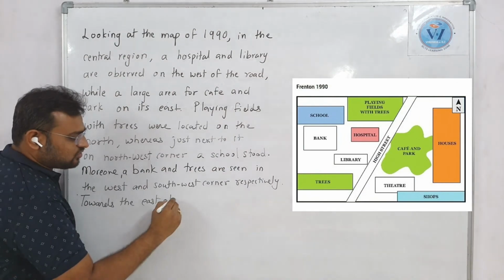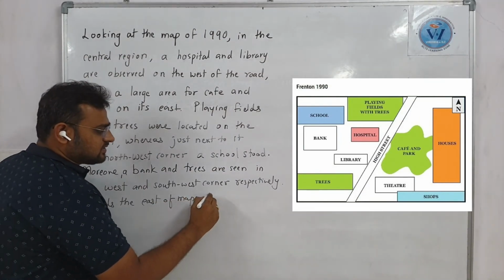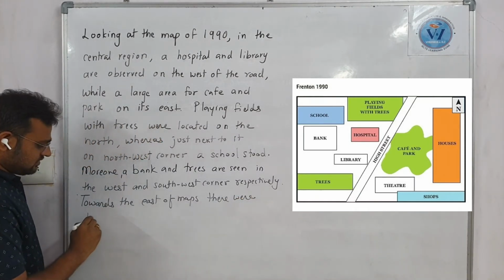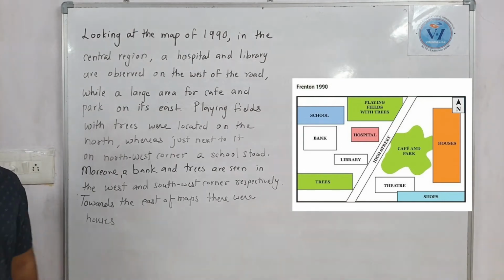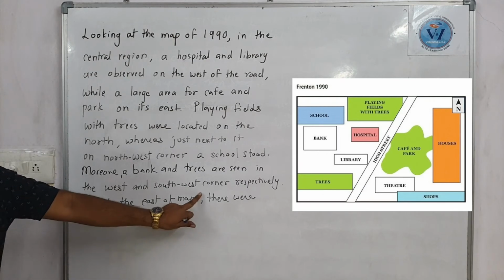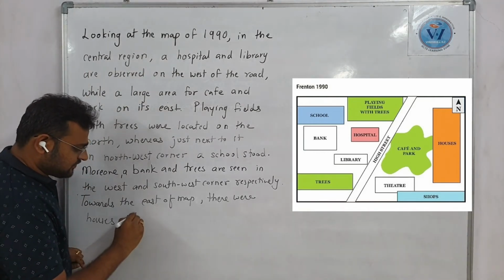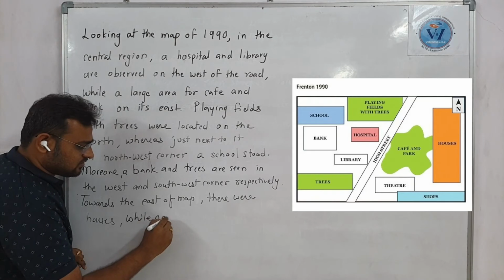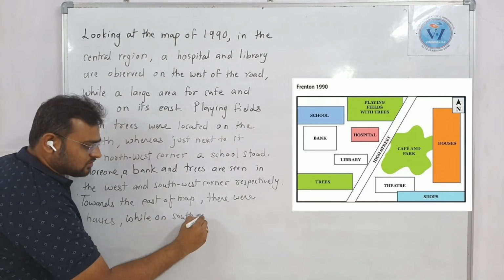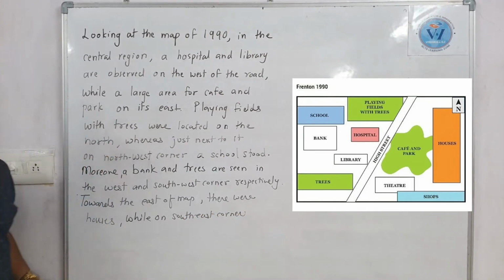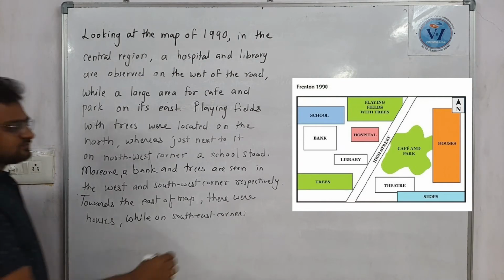Towards the east of the map, there were houses, comma. Towards the east of the map, not maps, map, because we are talking about the 1990 map. Okay, there were houses, while on the southeast corner, okay, what's located in the southeast corner? Shops.